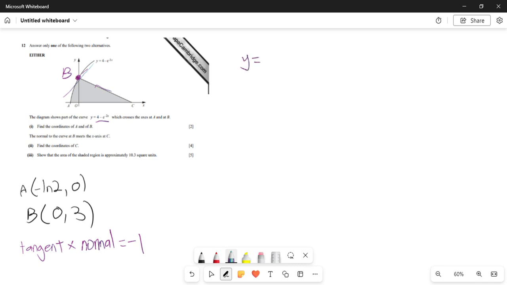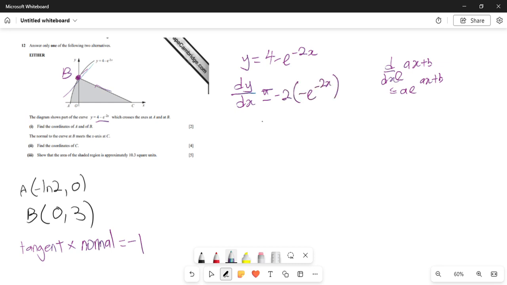So y equals 4 minus e to the negative 2x. So dy/dx with respect to x of this equation is, because 4 is a constant, we can just ignore it. It's just negative e to the negative 2x. So there's a formula. It says that e to the power of ax plus b, when I differentiate, you will get a times e to the power of ax plus b. This is a rule you have to remember in IGCSE. So it equals negative 2 times negative e to the negative 2x. Simplify, you will get 2e to the negative 2x.